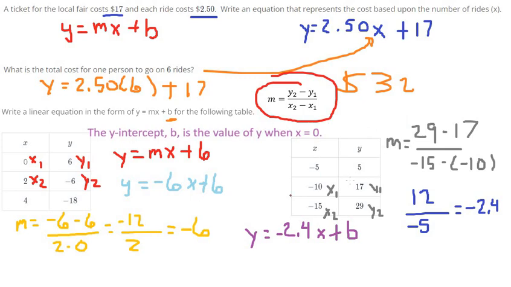Now we need to find the b. Well, we can use any of these points on here. Just for fun, I am going to select this one here, the negative 10 and the 17. So I'm going to put negative 10 in for x and 17 in for y, and then I'm going to solve that for b.